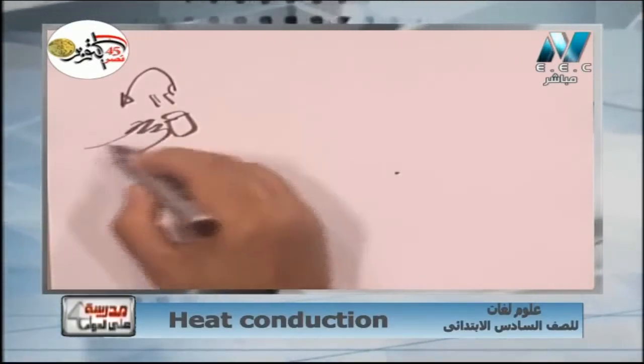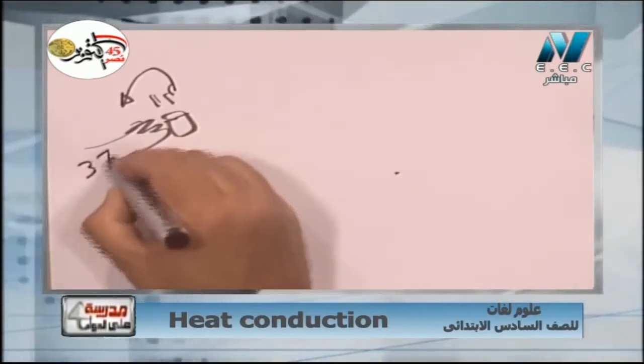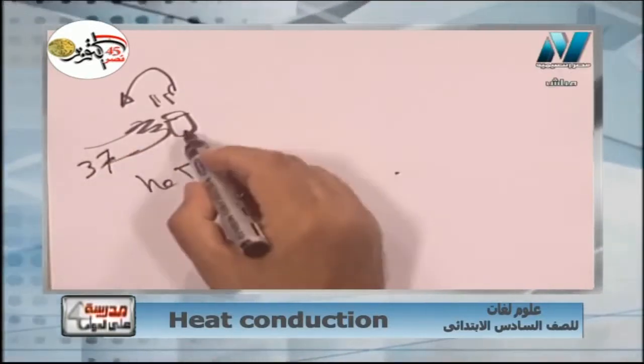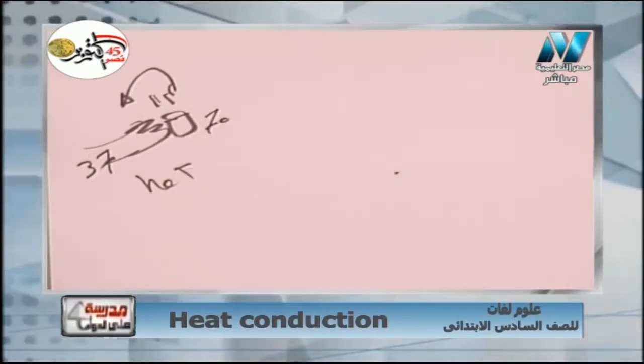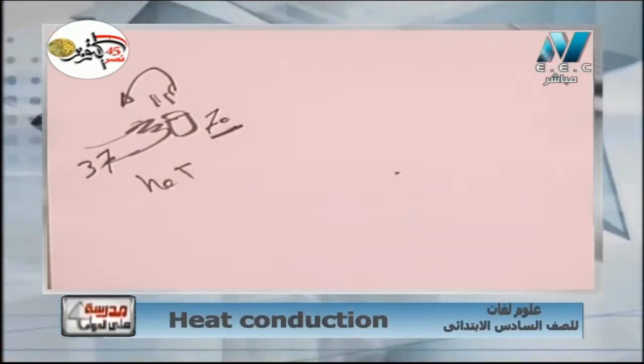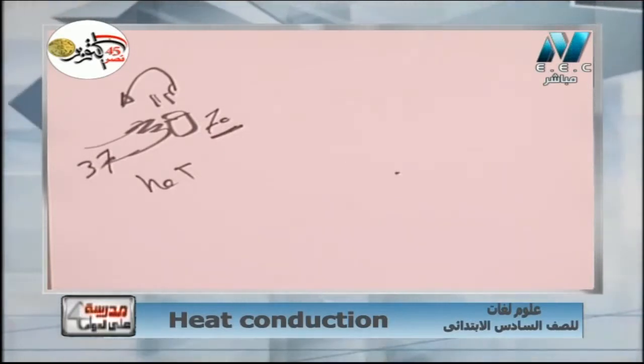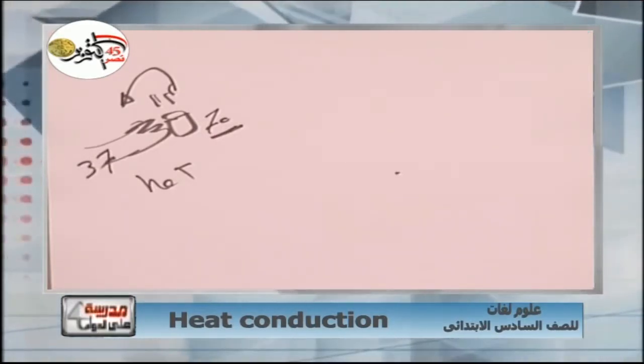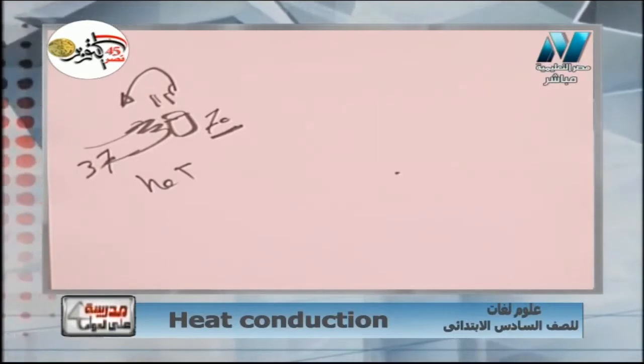How much is the temperature of a human? We know it's 37. And the temperature of the hot cup of tea may be 70, for example, or 80, and so on. So which one is higher? Sure, 70. So heat transfers from what? Heat transfers from the higher temperature object to the lower temperature object.